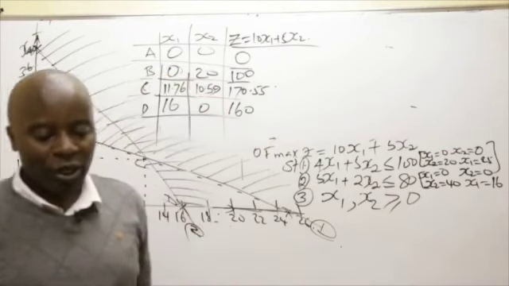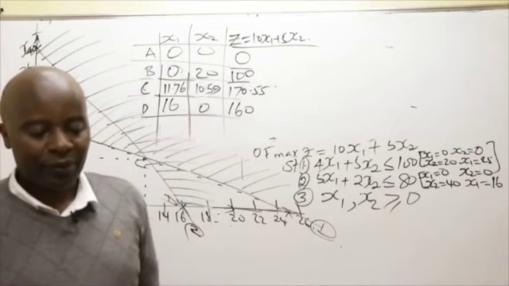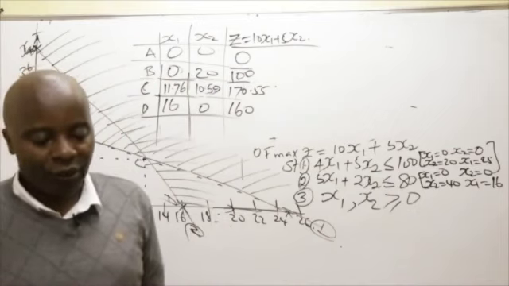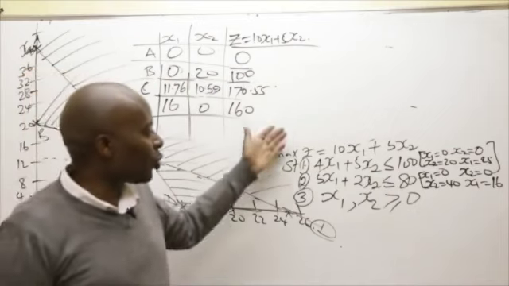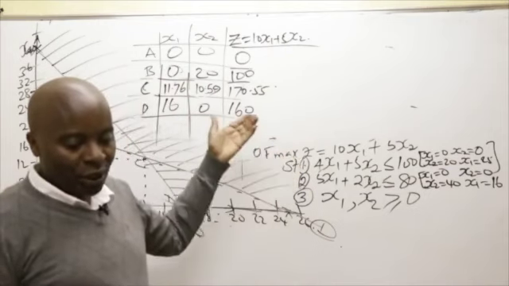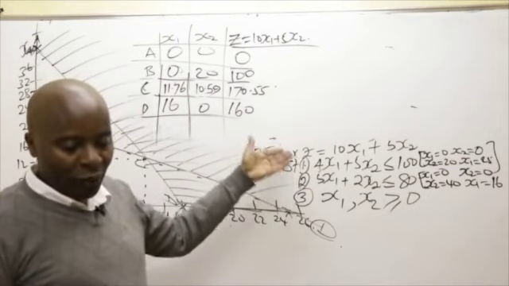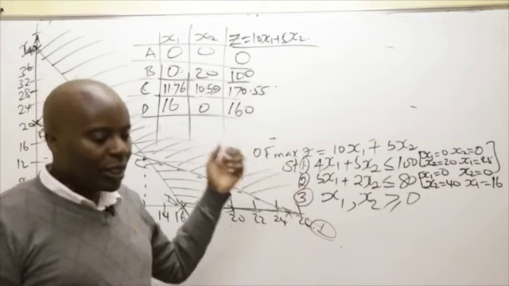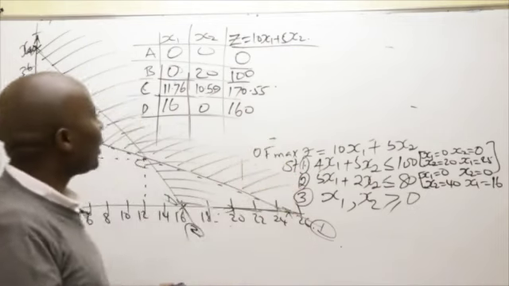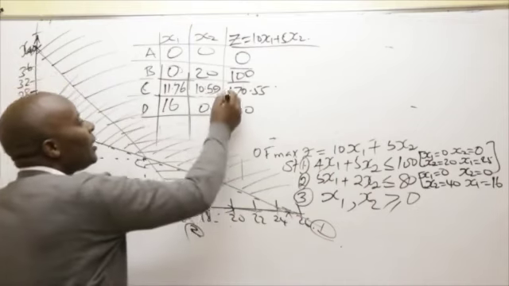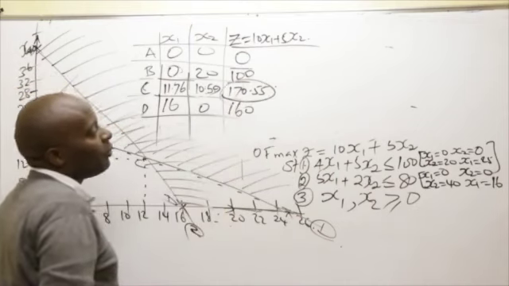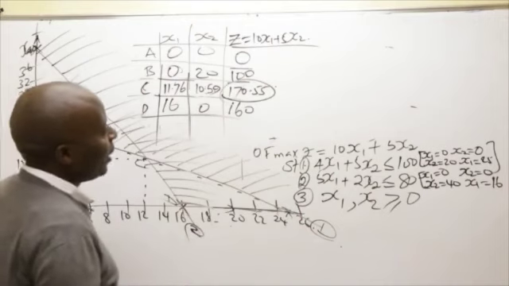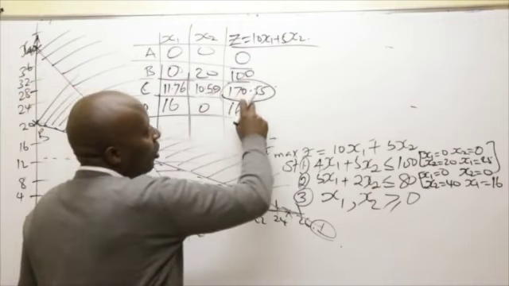Now, ladies and gentlemen, with whatever we have there, what recommendation are you going to give? Remember, our objective was to maximize Z. So we shall recommend that they work with that corner which has the highest Z value, which has the highest contribution. In that regard, the highest Z here is 170.55. And therefore, this is the optimal contribution.